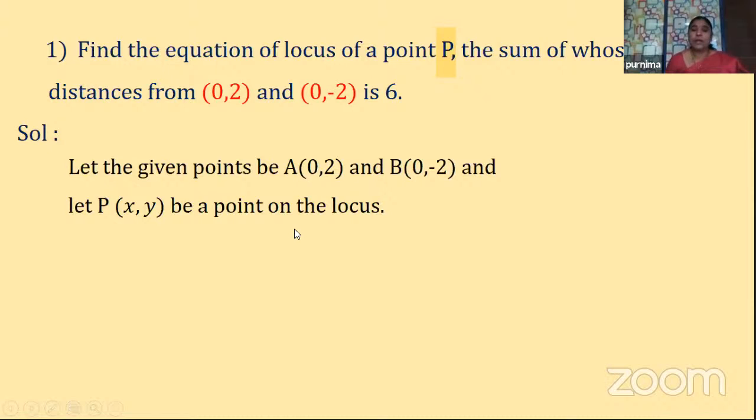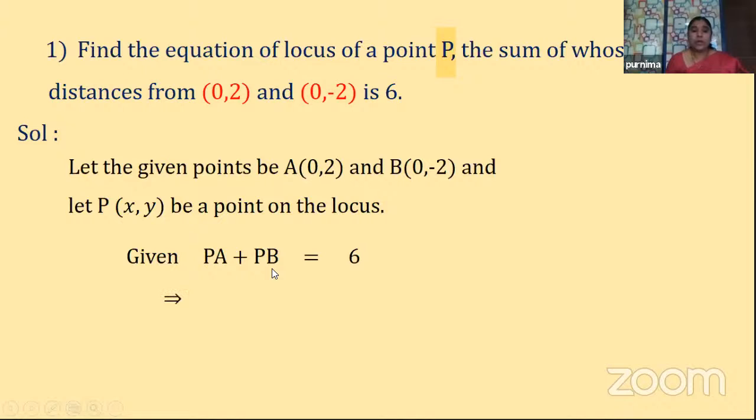Okay, so till now we have already done this in the last session also. Next one is, what is the given condition? PA plus PB is equal to 6. What is PA? Distance between P and A. What is PB? Distance between P and B. So the sum of these two distances is given as 6.